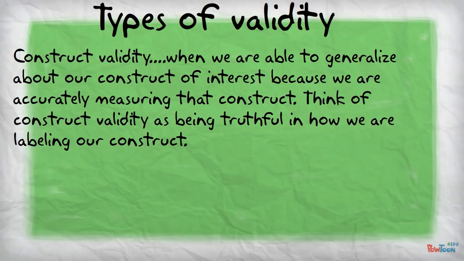The second is construct validity. This is when we are able to generalize about our construct of interest because we are actually measuring that construct accurately. Think of construct validity as being truthful in how we are labeling our construct. For example, let's say that we are measuring a construct called the love of coffee, like what we did in class. But all of our instrument items are about enjoying the smell of coffee. So are we really measuring the love of coffee? Can we really talk about the love of coffee since our instrument only has items about enjoying the smell of coffee? The answer is no.